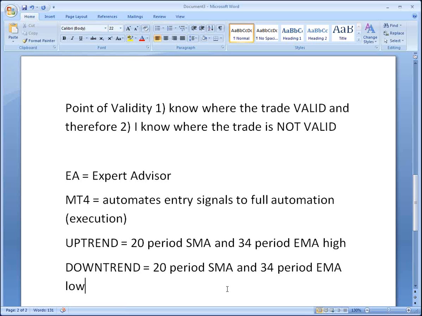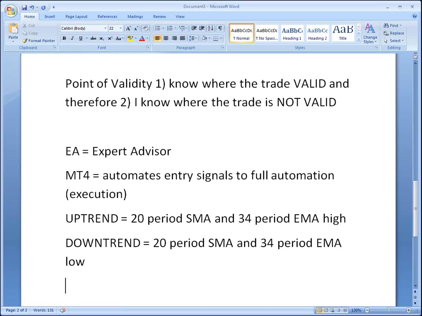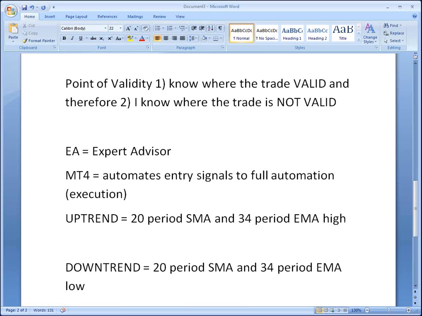All right. So that's where my entry is. That's the validity of my trade. Within the context of a trend, if I reach those levels, it triggers an entry for us. The point of validity for an uptrend then is the opposite side of the wave, which means the 34 period EMA low.